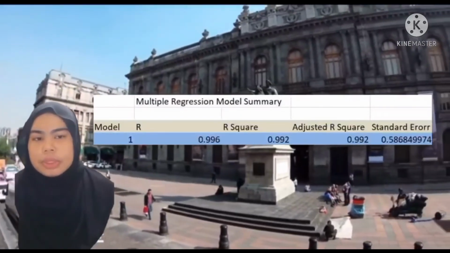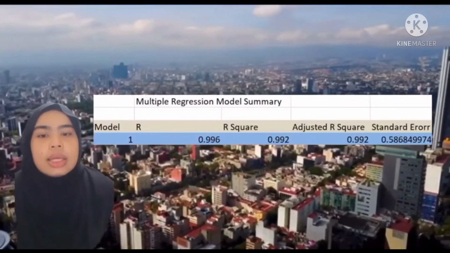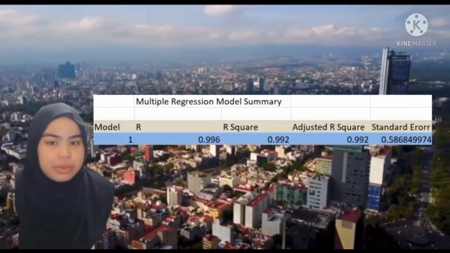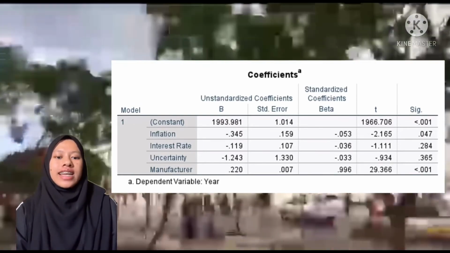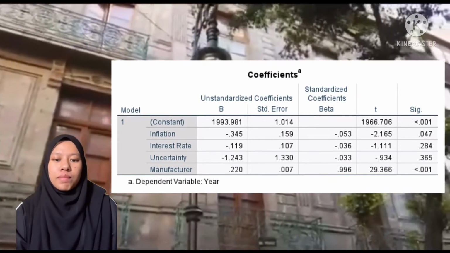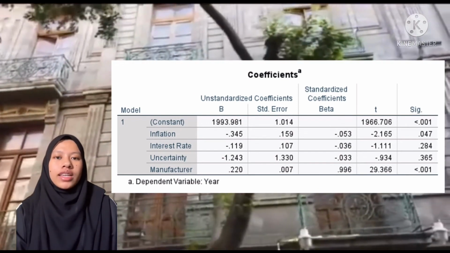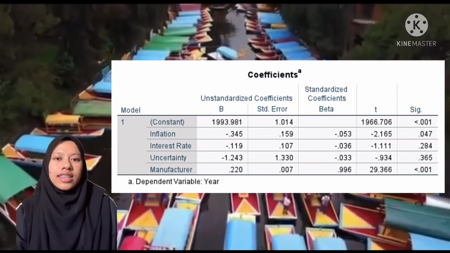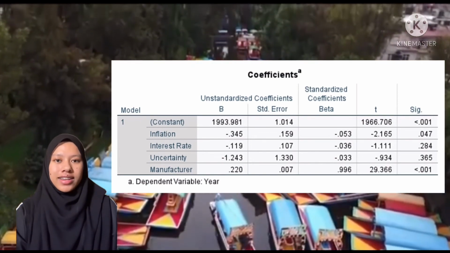Multiple regression model summary. The value for R square is 0.992, that is approximately 99.20% of the exchange rate of Mexico is explained by 4 factors. The next one is the coefficient. The value of this statistic suggests that the manufacturer has a positive significant impact on the exchange rate, thus rejecting the null hypothesis and accepting the alternative hypothesis, while inflation, interest rates, and uncertainty have an insignificant effect on the exchange rate and the null hypothesis is accepted.